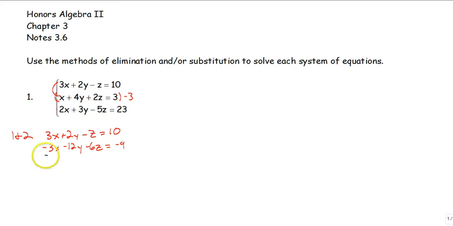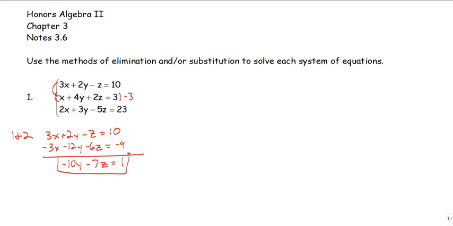Okay, and now I can eliminate the x's by adding down. 2 minus 12 is a negative 10y, negative 7z equals 1. So this is one of my two equations I got it down to.